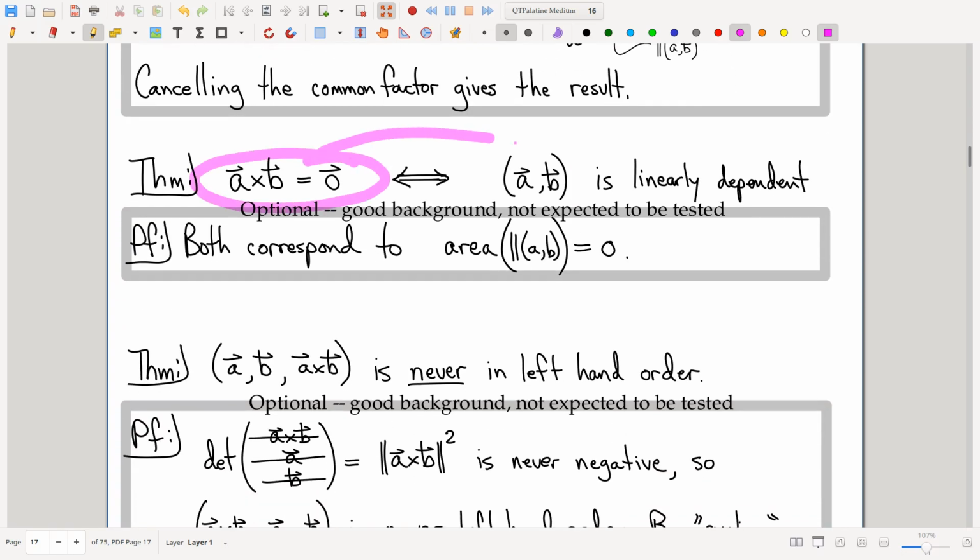Cross product being 0 kind of says that those 2 vectors must be parallel, but of course parallel implies directions, directions implies non-zero, and these don't have to be non-zero. So the better way to say this is when the cross product is 0, the list is dependent.